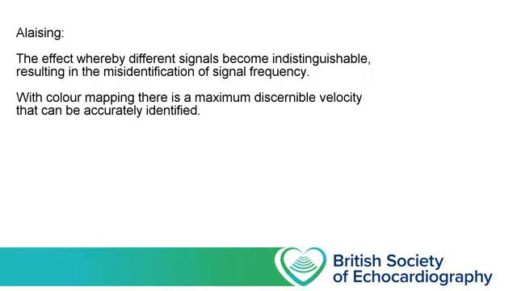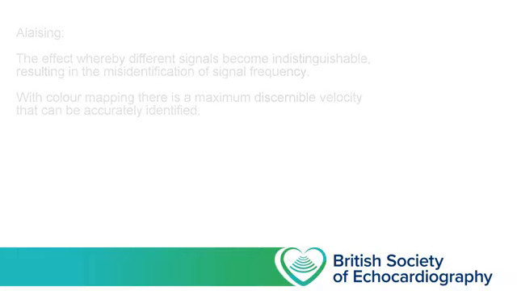recognise it. Put in the simplest of terms, when you're using pulsed wave Doppler, there's a maximum velocity that the software can accurately discern, and when the velocity of blood moving through the heart exceeds that value, then the software can no longer work out either the velocity of the blood or the direction in which it's travelling.